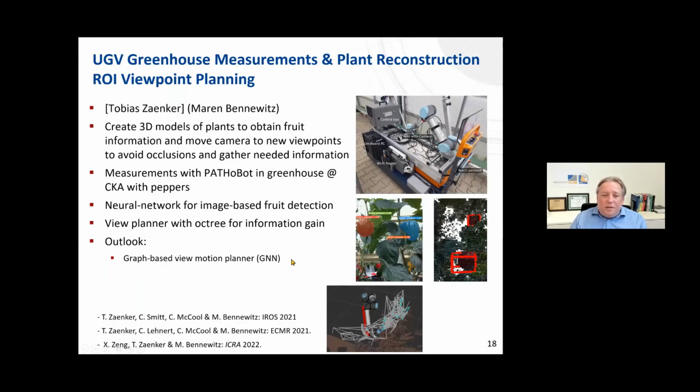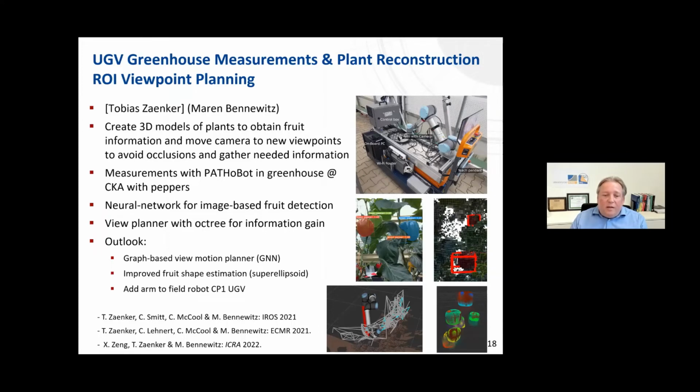And Tobias is working on this graph-based view motion planner with graph neural networks, representing the shape of fruits using geometric primitives like super ellipsoids here. And we plan to add a camera setup with 5 20-megapixel cameras and an arm for this growing season to the ground robot of CD1.